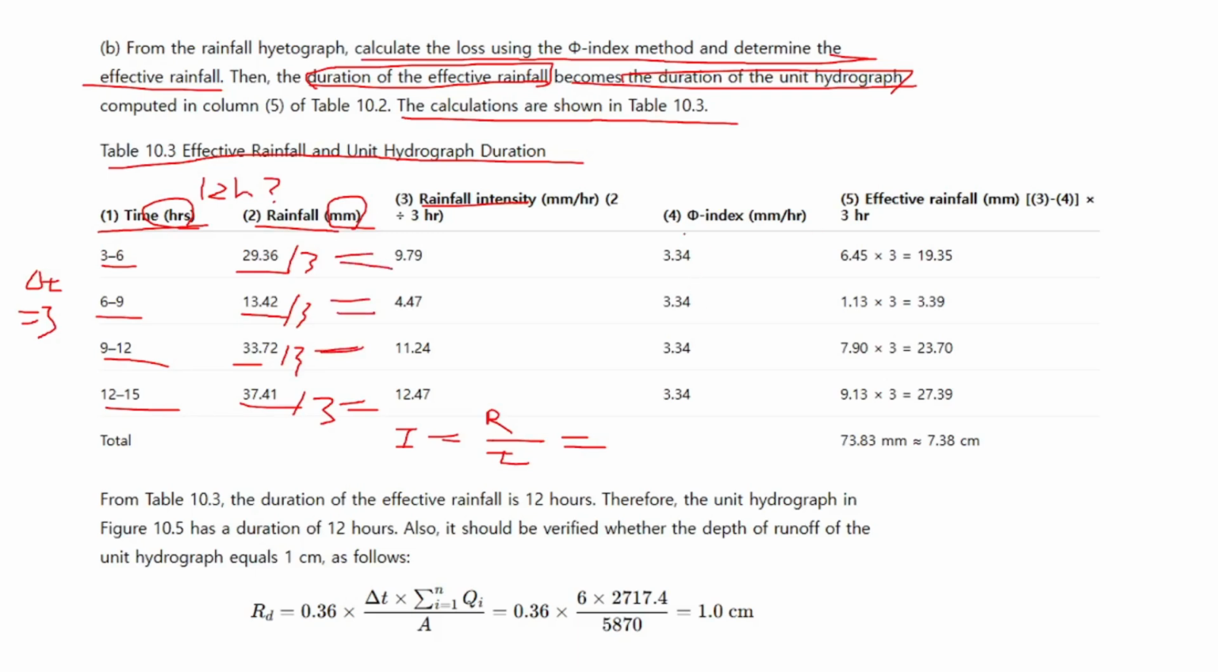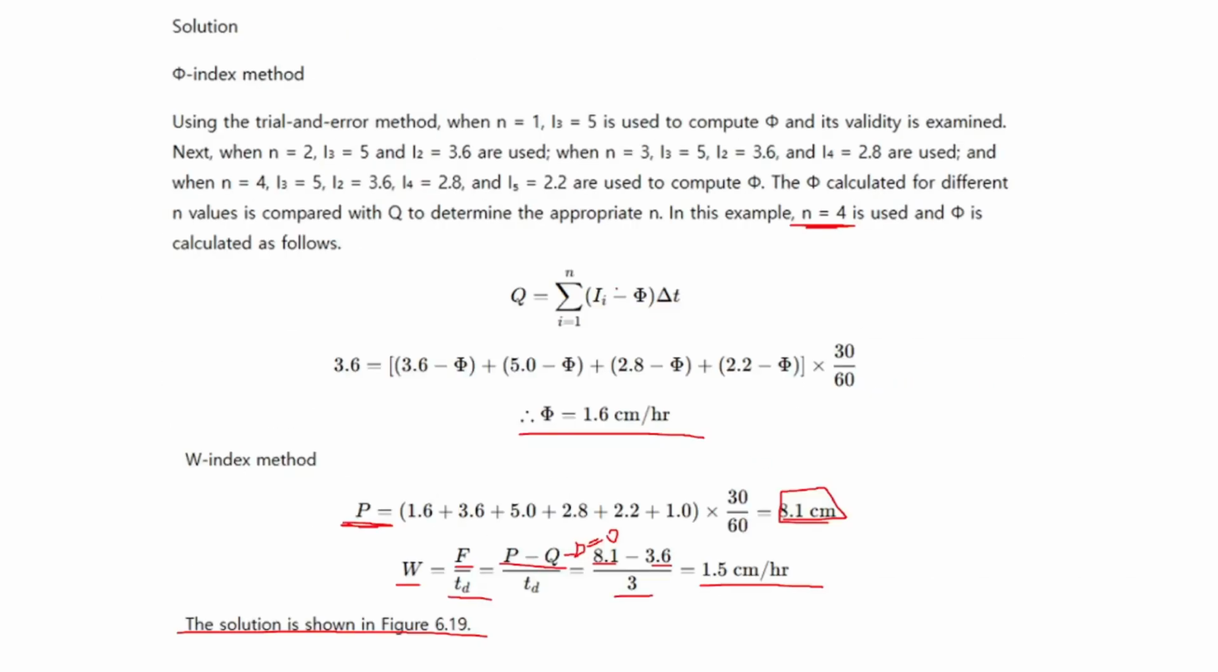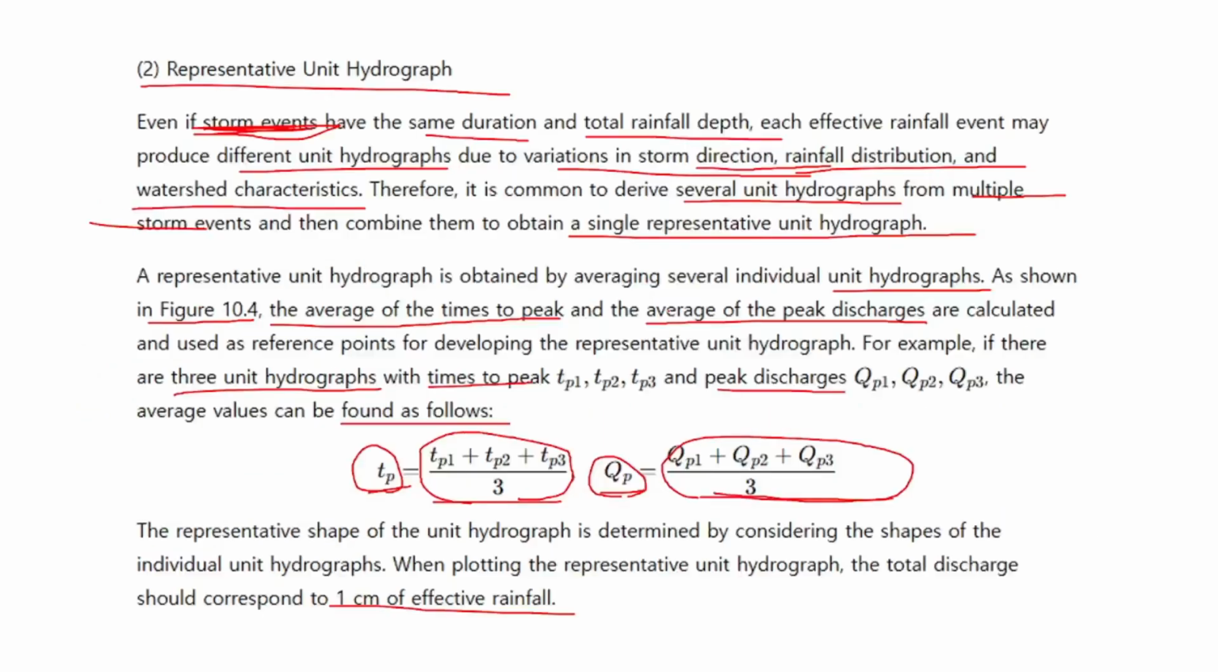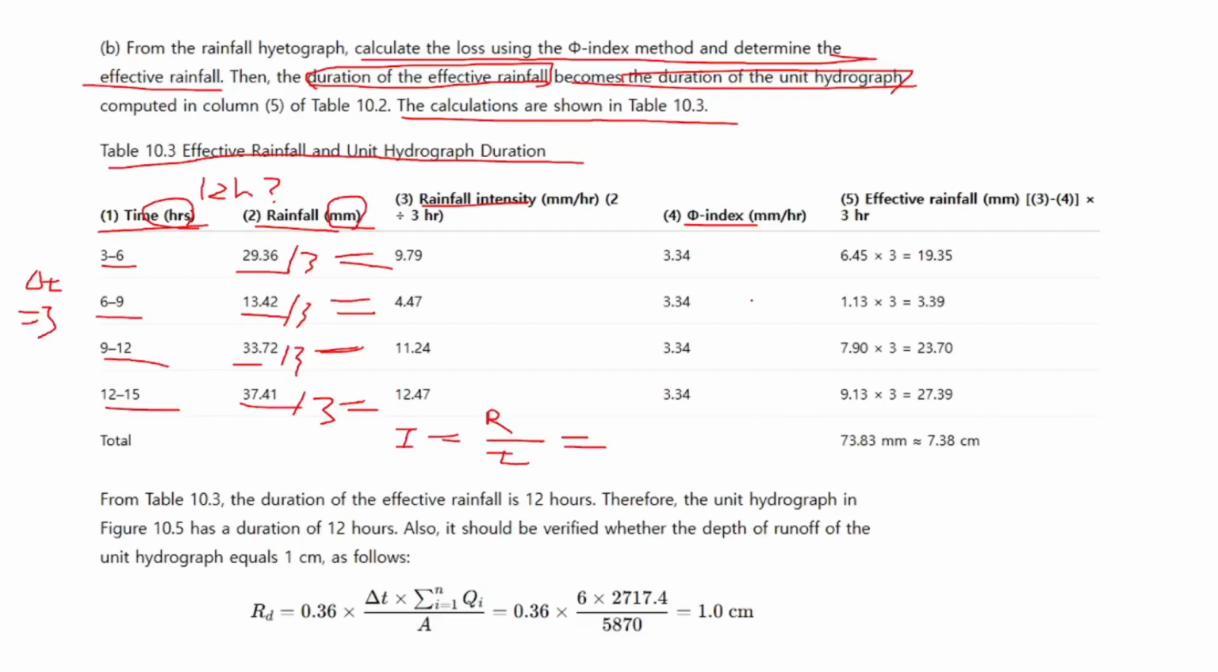As for the phi index value, we have to go all the way back. This was the equation for the phi index method: Q equals the summation from i equals 1 to n, the number of time intervals that contribute to direct runoff, of I sub i, the rainfall intensity, which we have, minus phi times delta t, and we know delta t. So we have to calculate the phi index using the phi index method. The calculation is not shown here, but if you remember how to do it, you get a phi index value of 3.34.